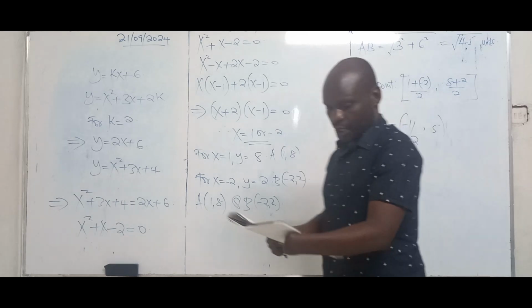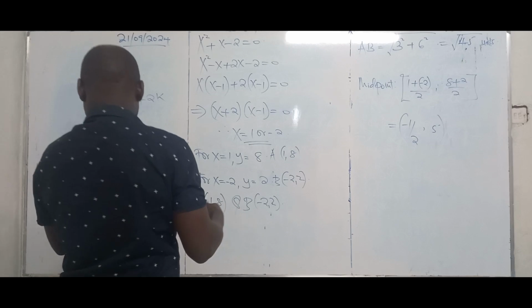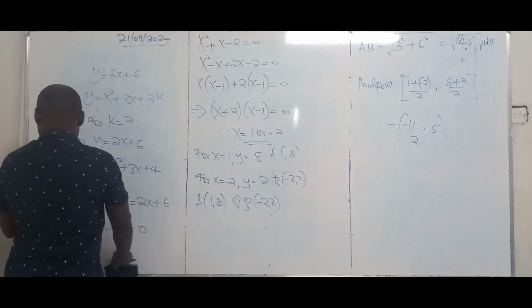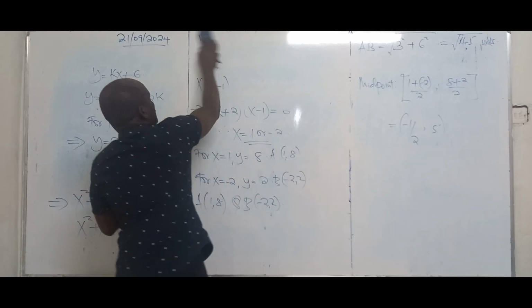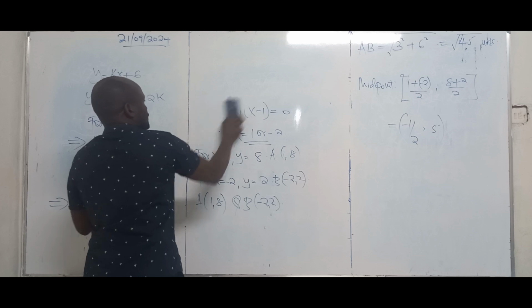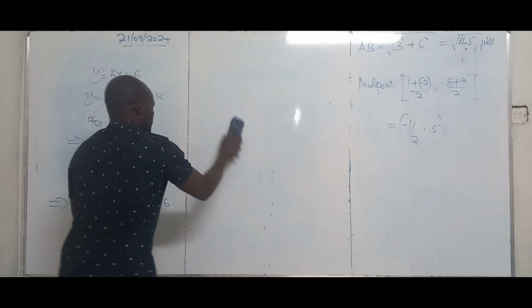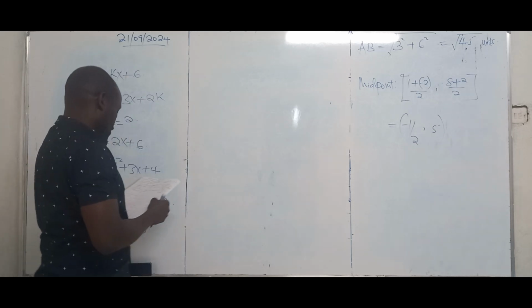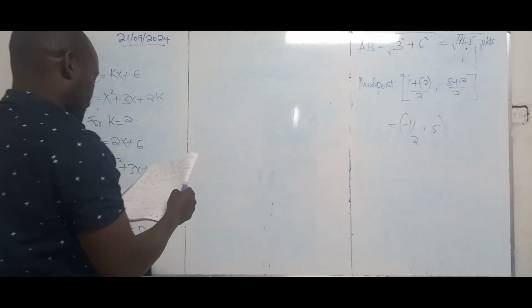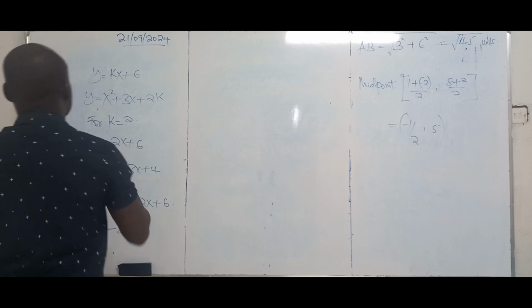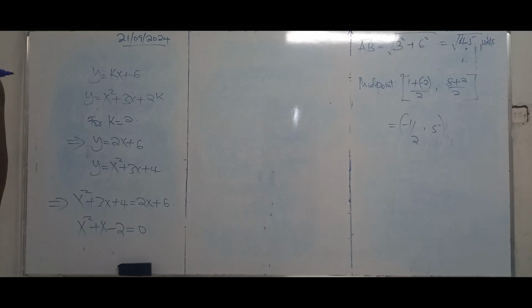Then find the two values of k for which the line is a tangent to the curve. Now, we had this and this. The line is a tangent to the curve.